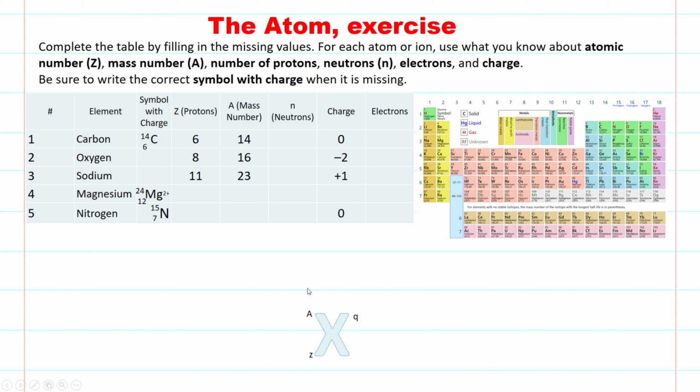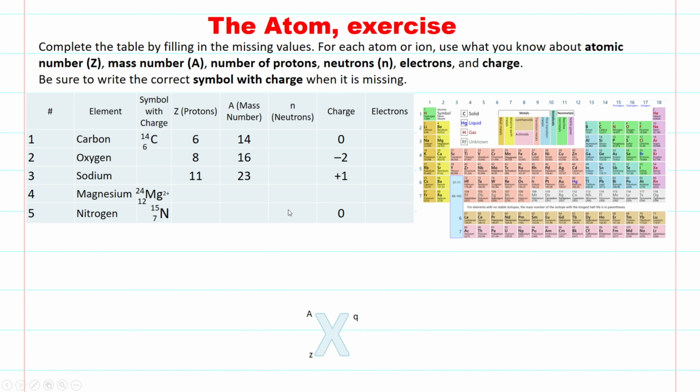We use this format to represent an atom. We have X, Z, A, and Q. And as you know, the X is the symbol of the element, Z the atomic number, which tells us the number of protons, A the mass number, which is the total number of protons and neutrons, and the Q is the net charge that helps us to tell if it's a neutral atom or an ion.